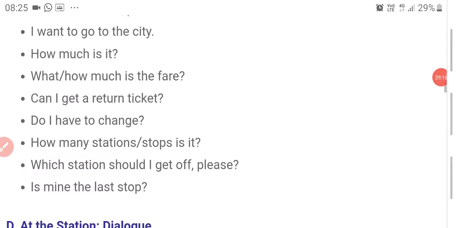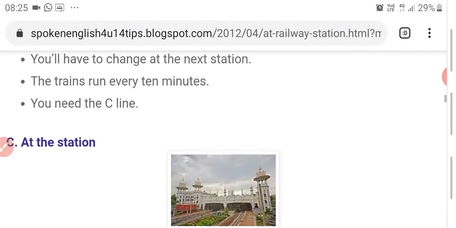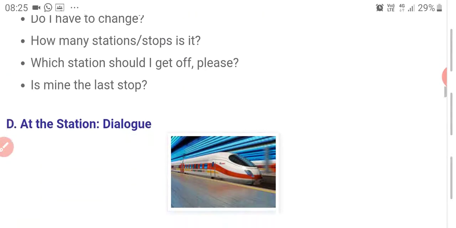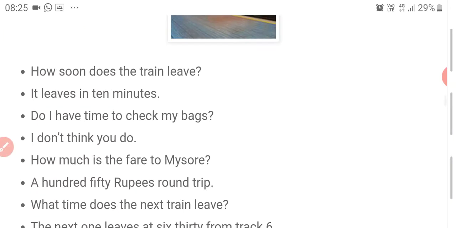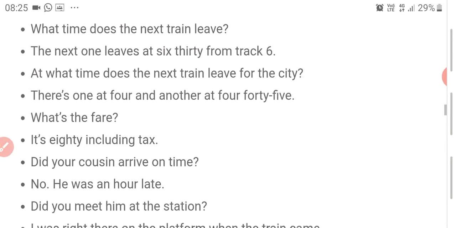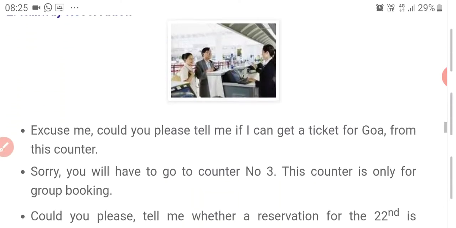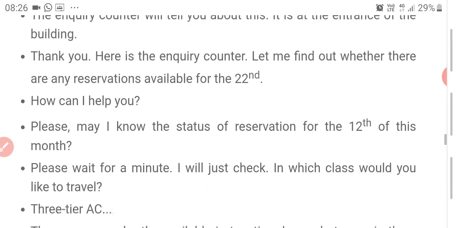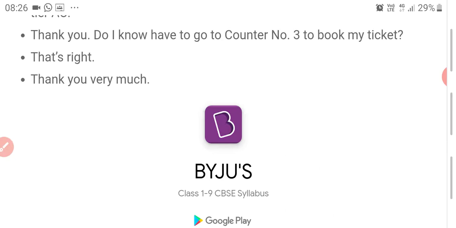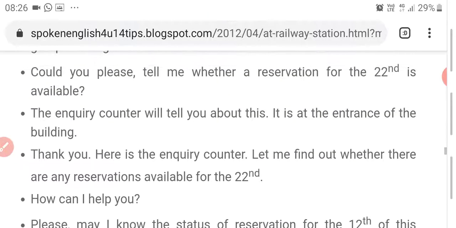There are certain other phrases as well at the station, and there is just one dialogue here that I'd like you to work with, something on railway reservation. All of that we can talk about in the next class.